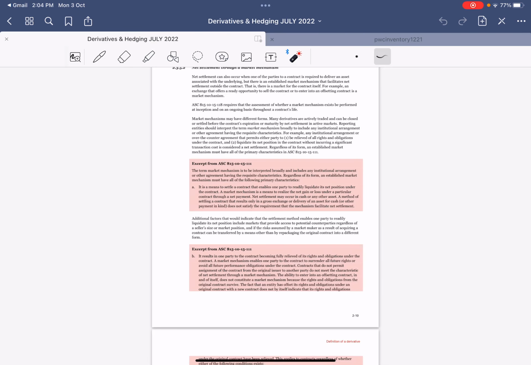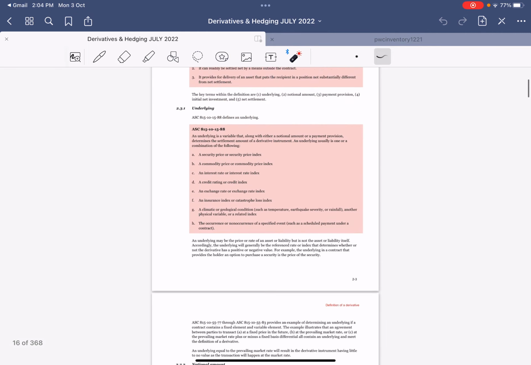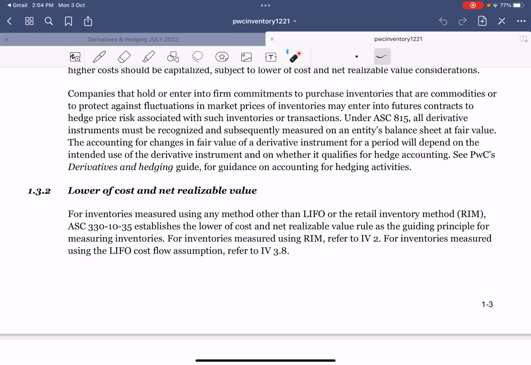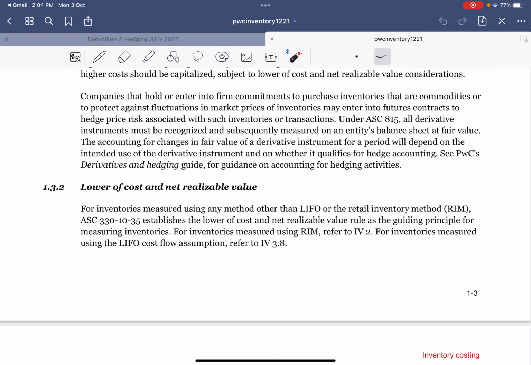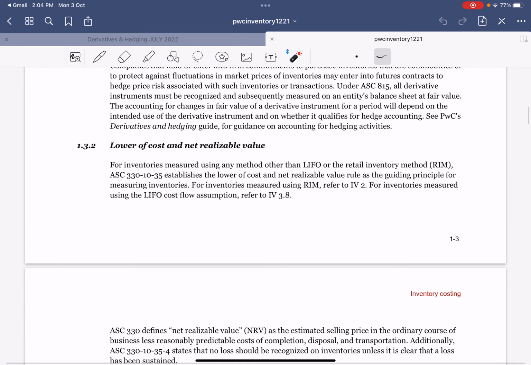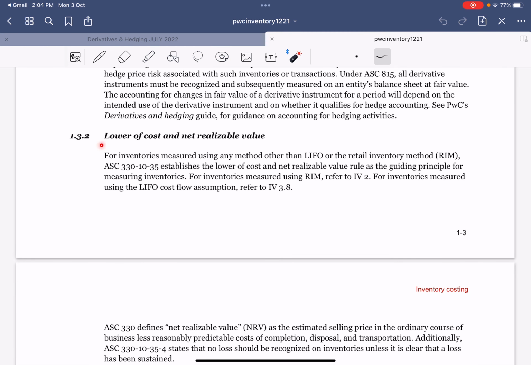So we are reading this definition of derivatives. Okay, we are on chapter 2 for this. That we have covered in the previous video. I will just link the video of chapter 1 in the above I button. You can access that. Okay, so lower of cost and net realizable value.